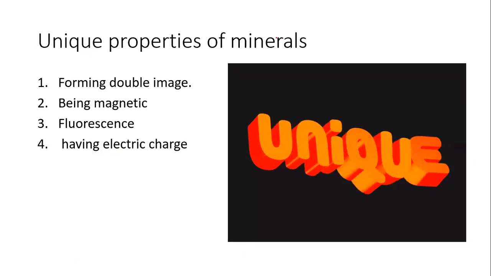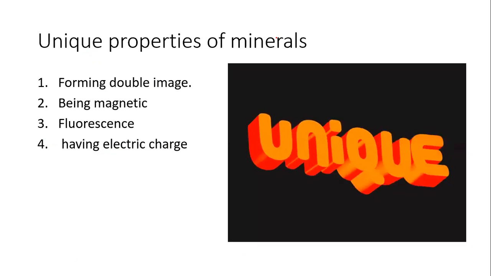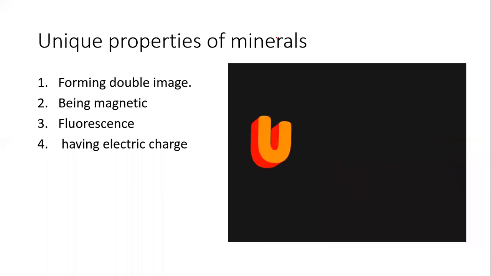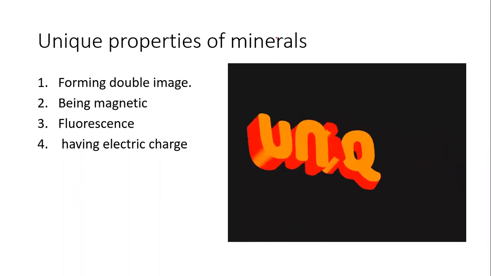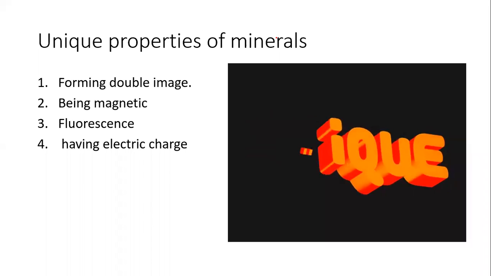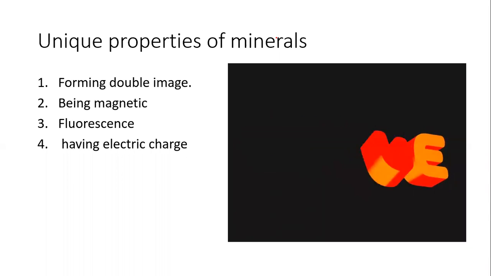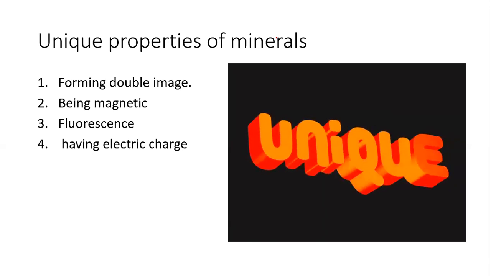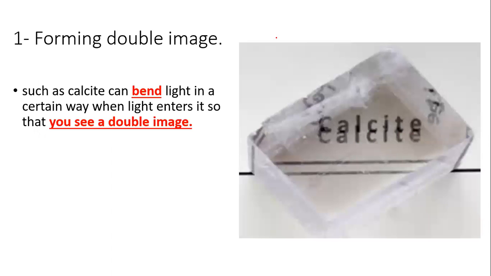Now we'll talk about some unique properties. Unique means you cannot find it anywhere else. Unique properties of minerals. Okay, so we have 4 examples. Number 1, forming double image. Number 2, being magnetic. Number 3, fluorescence. Number 4, having electric charge. Okay, so let's start with the first one, forming double image.